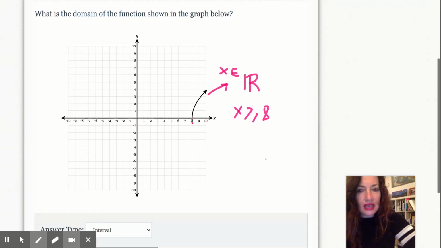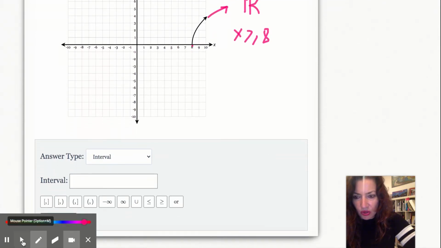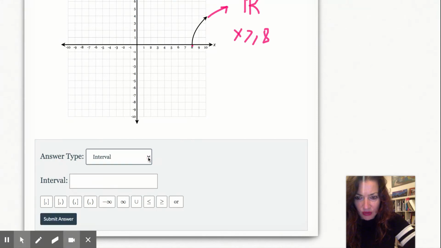All right, so let's take a look at Delta Math and the options we are given. The first thing we're going to do is see the answer type, and it gives us interval, all real numbers, all values except 1, or all values except 2. Well, in this case, it's not all real numbers because we start at a particular number, 8, so we're going to use interval. And for the notation, like I showed you in the last video, we can use brackets, either rounded or square, depending on if it's inclusive or not.